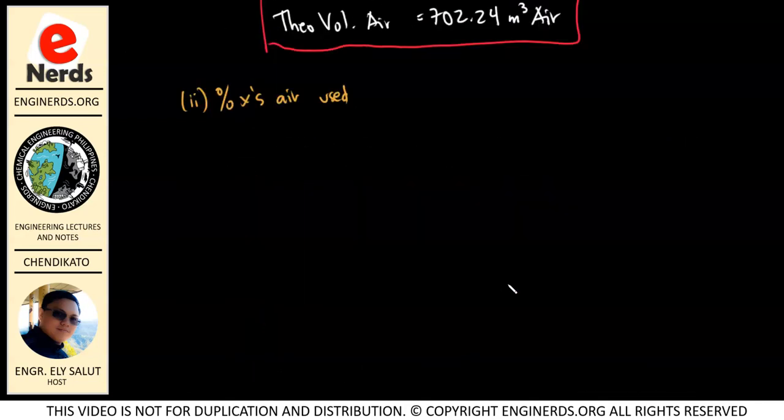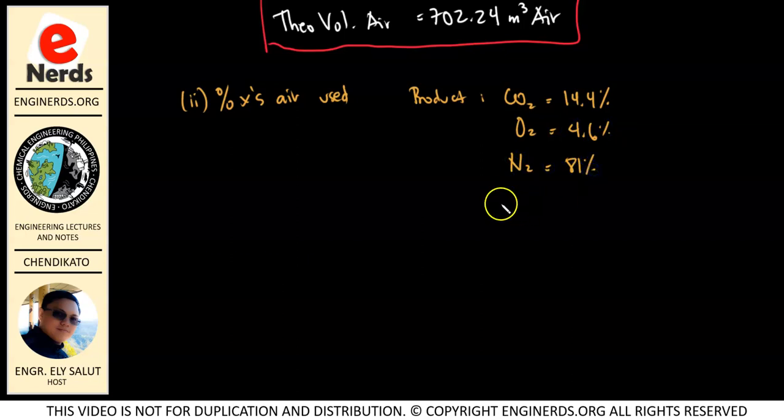So, let me write that dito sa baba. So, okay, ang ating product, we have CO2, which is 14.4%, our O2, which is 4.6%, and our N2, which is 81%, diba? Yan ang ating product. Now, let us go back sa ating complete combustion reaction. So, our carbon reacting with O2 producing CO2. Okay? And alam na natin kung ilan ang kilogram mole ng ating carbon, di ba?